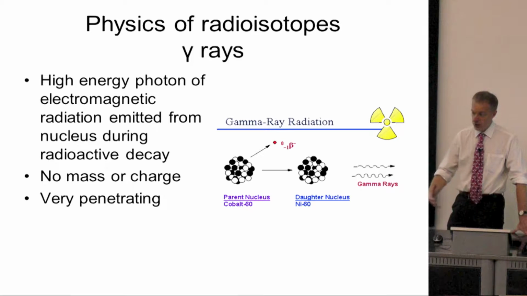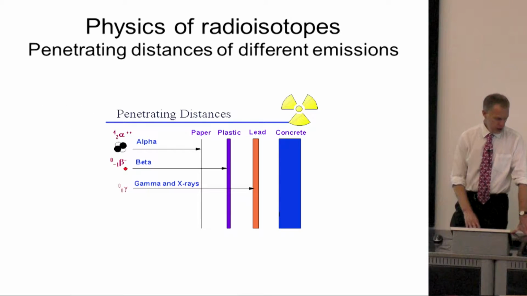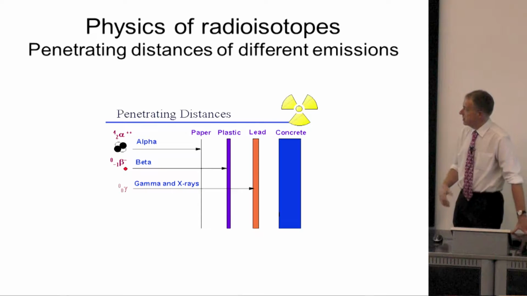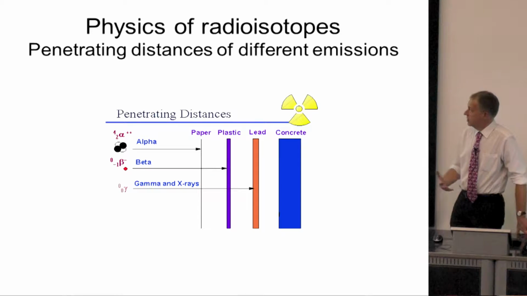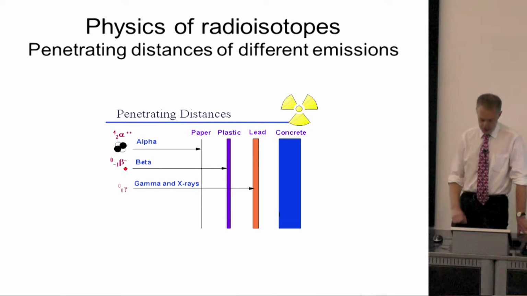Whilst that's a problem in terms of exposing other people, it's actually quite useful again because you can detect the gamma rays using a gamma camera and see where the treatment's gone and make sure it's targeted the areas that you want it to. So this slide just summarises the differences between the different emissions, particularly in terms of penetrating distance and what they can get through. So you see alpha particles and beta particles don't get very far at all and certainly stop by a thin layer of plastic. But gamma and X-rays travel much further.